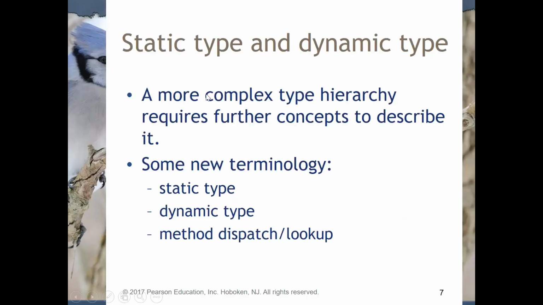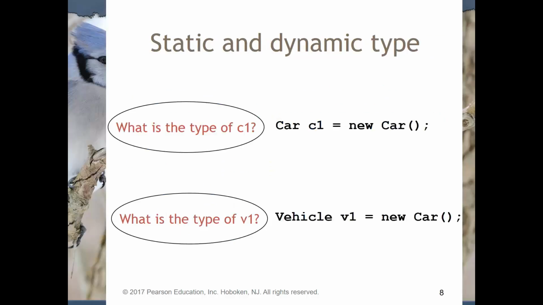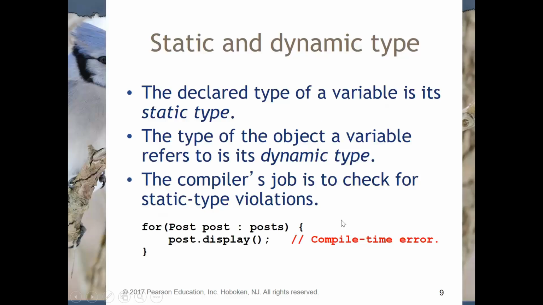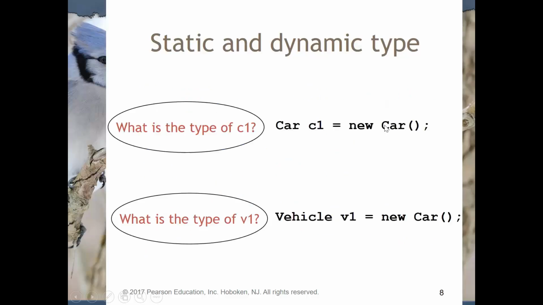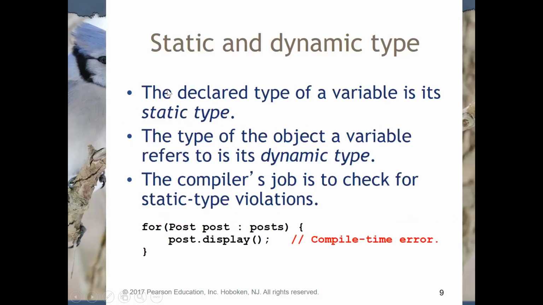Static type and dynamic type. A more complex type hierarchy requires further concepts to describe it. Some new terminology: static type, dynamic type, method dispatch, and lookup. We're going to go into more detail shortly. So what's the type of C1? New car, car. What's the type of V1? Okay. In this case, static type and dynamic type will be described in a couple seconds, but basically they're not exactly as you may think. The declared type of a variable is its static type.